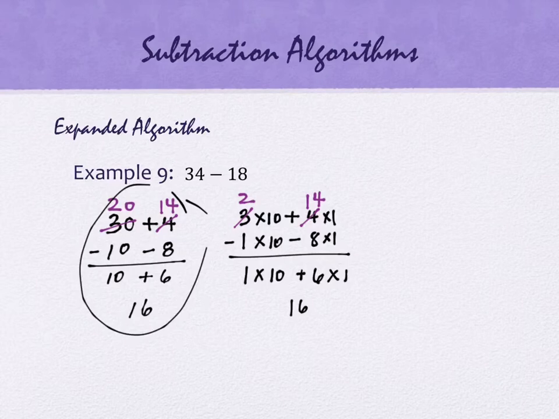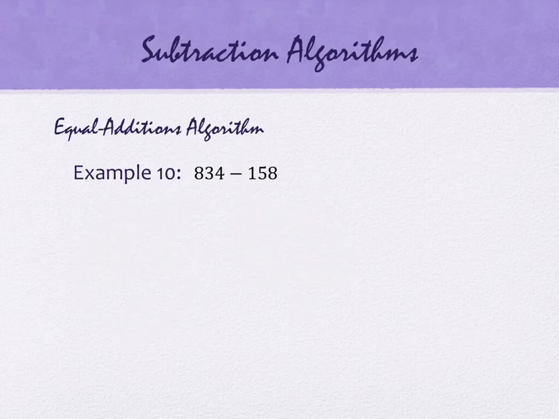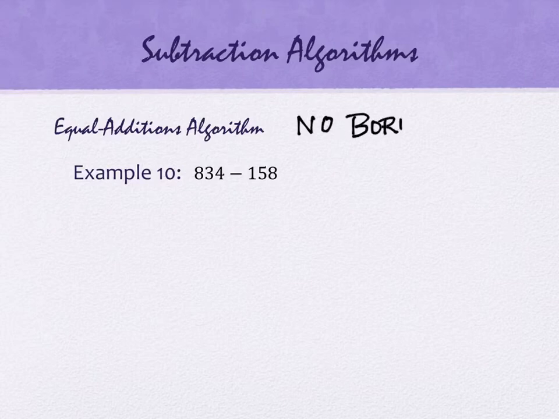Okay, one more algorithm. So it's called equal additions. And I want you to write in big, bold, highlighted, red, blue, something to catch your attention. That the whole goal of this algorithm is no borrowing.